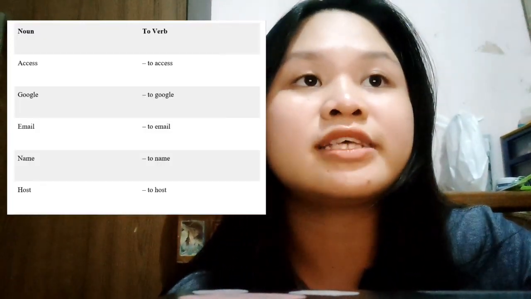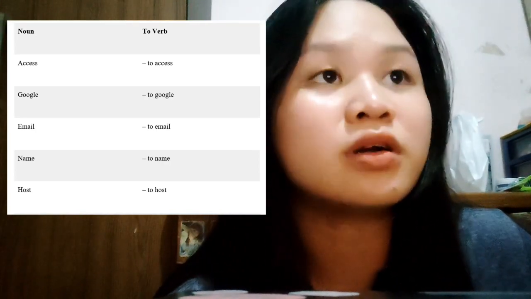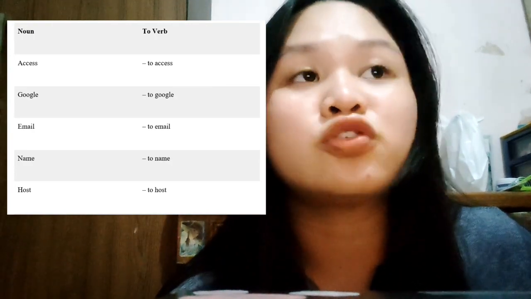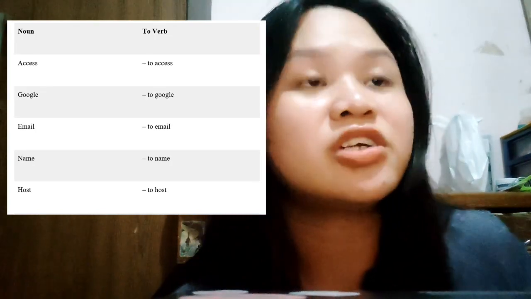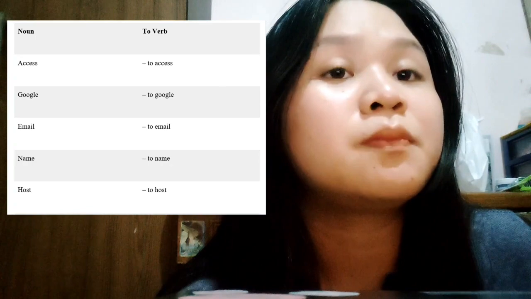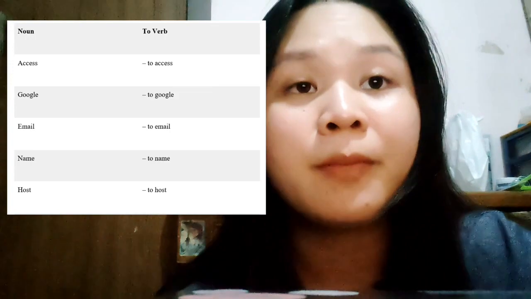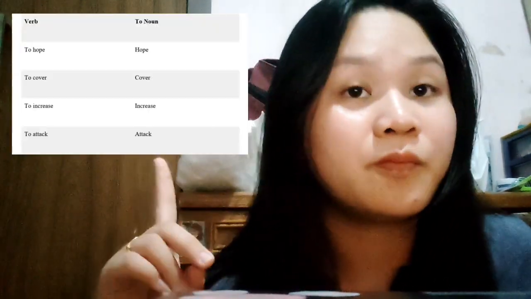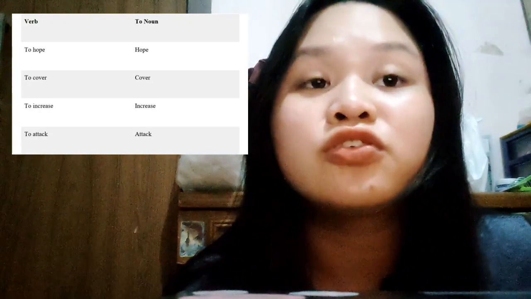The first one is access. The noun is access, and if it becomes a verb, it's to access. And the second noun is Google, and if we change it into a verb, it becomes to Google. Email to email, name to name, host to host. And if the verb becomes a noun, like in this example, to hope becomes hope, to cover becomes cover, to increase becomes increase, and to attack becomes attack.